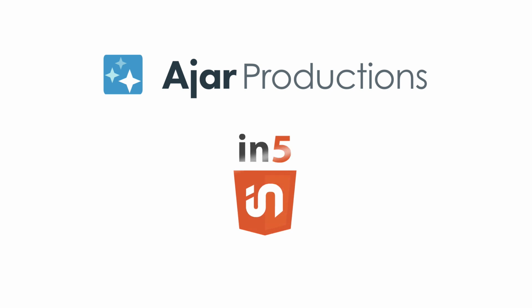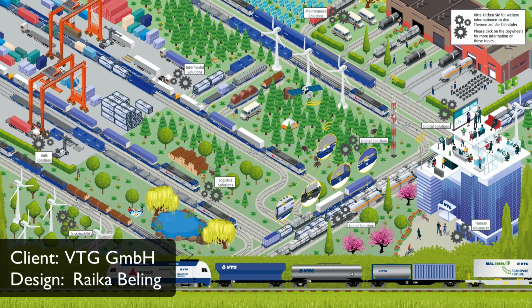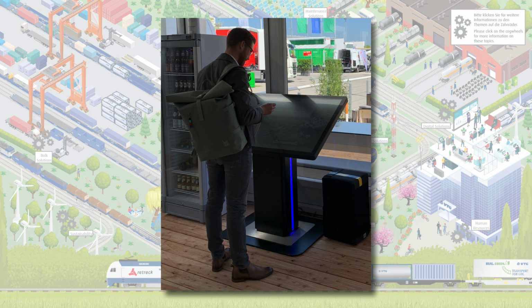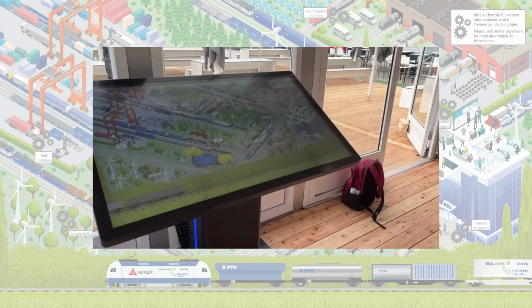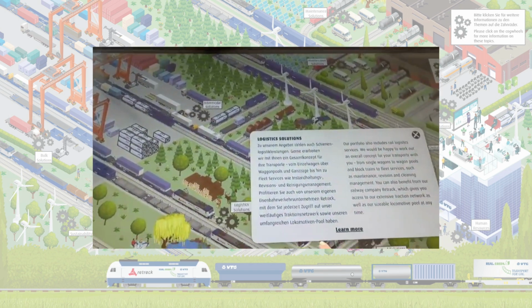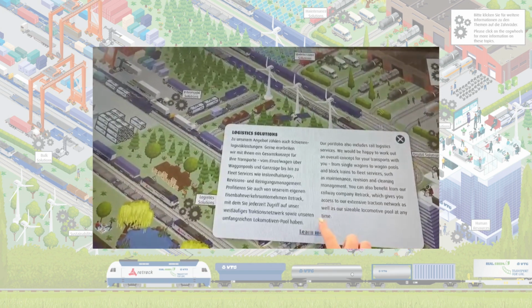The example I have today comes from a company called VTG, and it isn't a website. Instead, they used InDesign and in5 to create an interactive tabletop for use at a trade show. Visitors to their booth could get an overview of the company's services with this touch table, giving them an alternative to printing and distributing flyers.